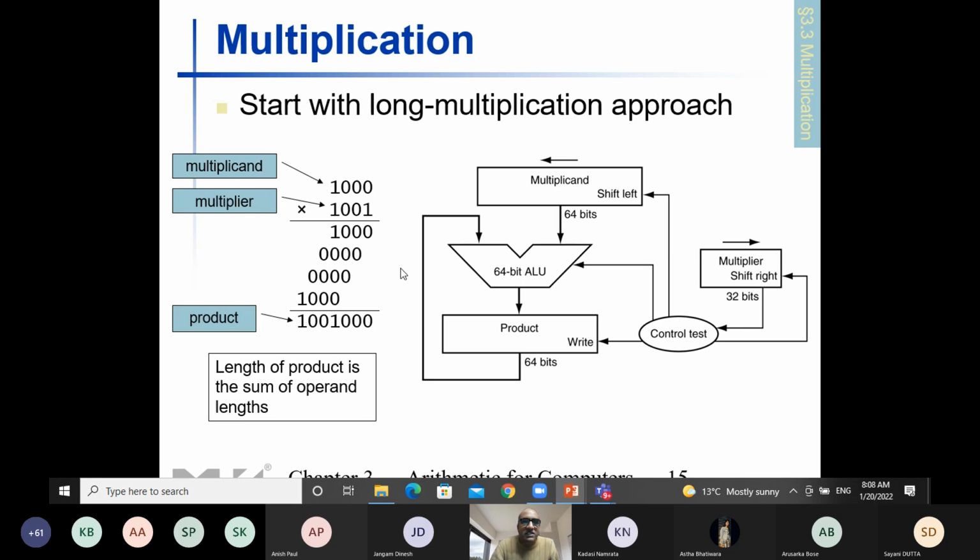For implementing this kind of multiplication, we can use a straightforward implementation with this particular block diagram. Here is the hardware that is required to implement this multiplication. If you look at the block diagram here, each time whenever you multiply with the multiplier, the multiplicand will be shifted towards the left each time.